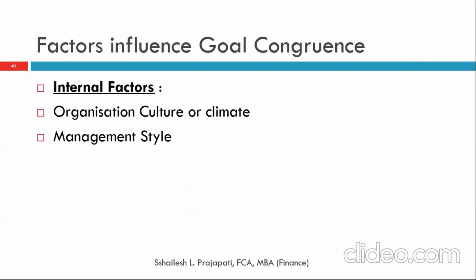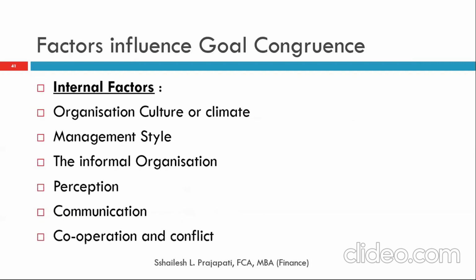We have internal factors. These are organizational culture or climate, and management style. If there is a participative style of management, then goal congruence will not have much gap. But if there is an authoritative style, then the goal congruence will have a very big gap. The formal organization, perception, then communication and cooperation. These also have much impact on goal congruence.